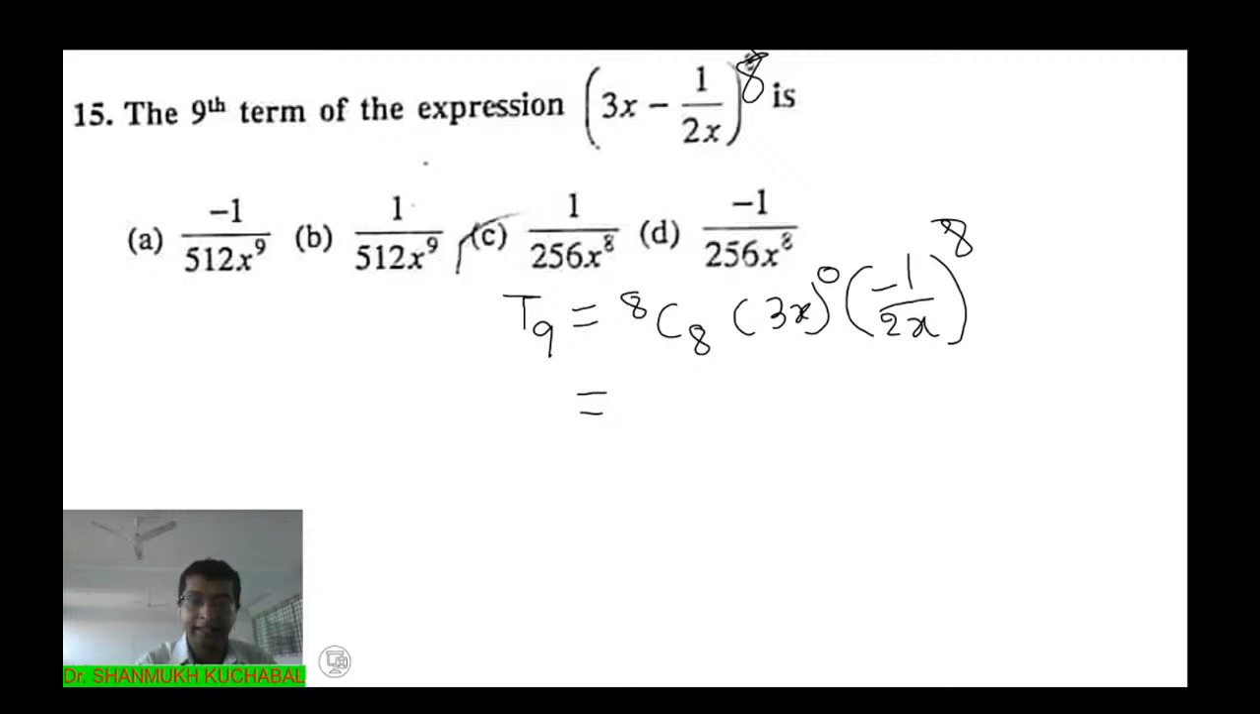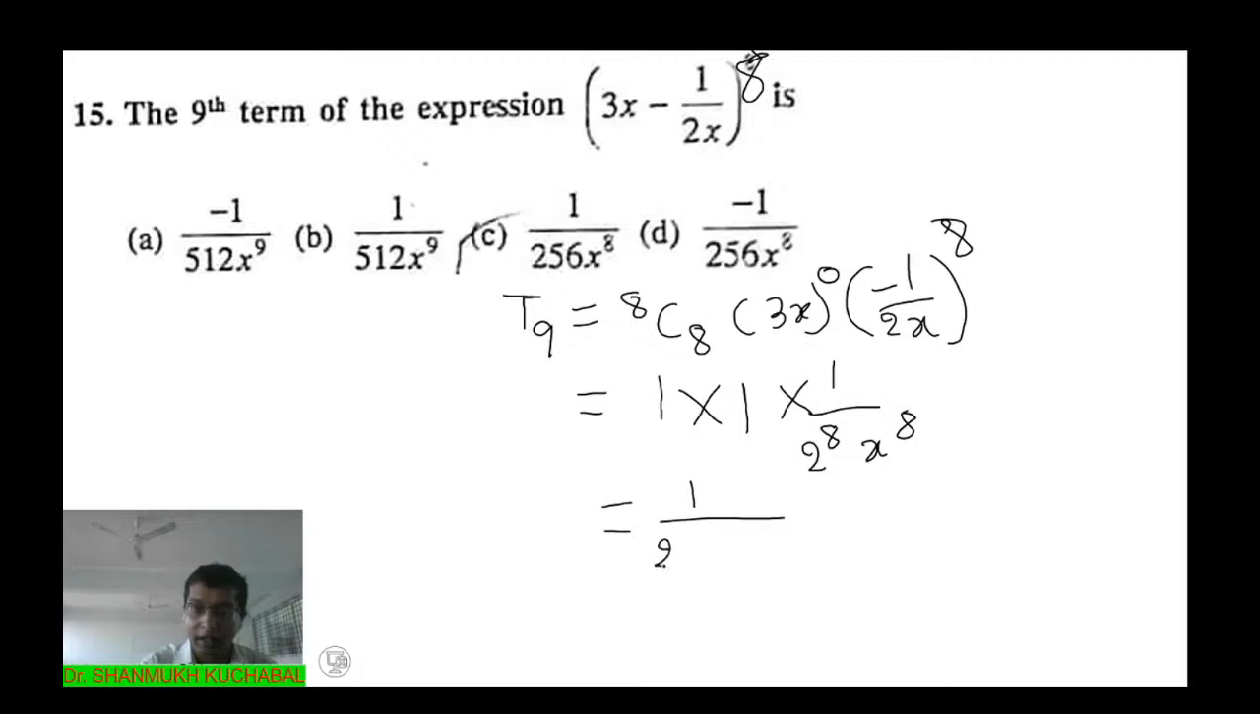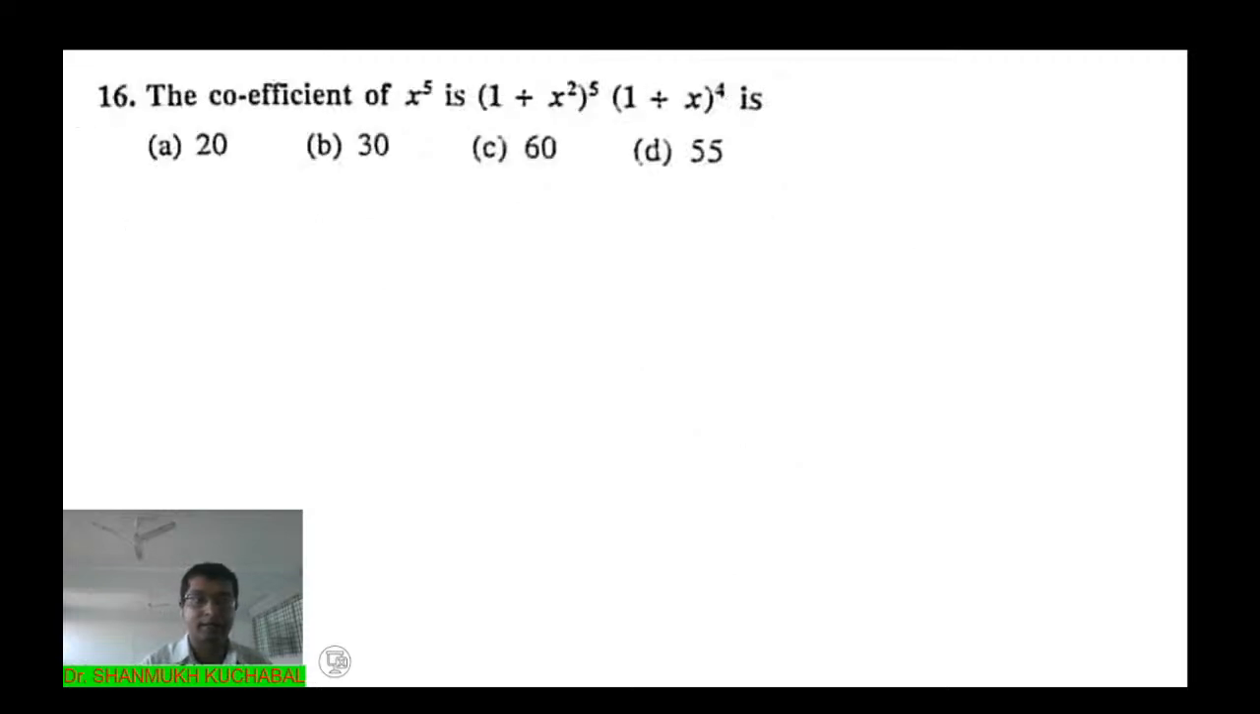Further, 8C8 we get as 1, next (3x) raised to 0 is 1, (minus 1) raised to 8 is 1, divided by 2 raised to 8, x raised to 8. Yes, further it is 1 divided by 256 x raised to 8. Therefore, option C, 1 divided by 256x raised to 8, is the right answer. Okay, we'll move to the next example.